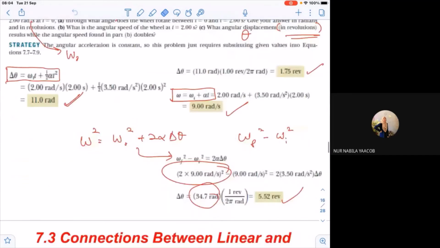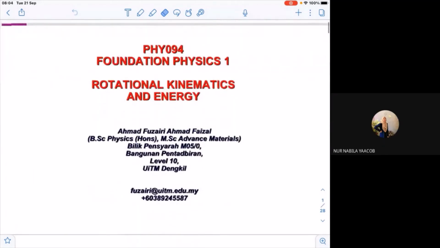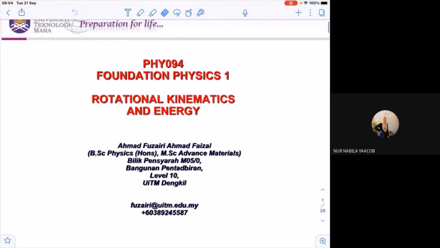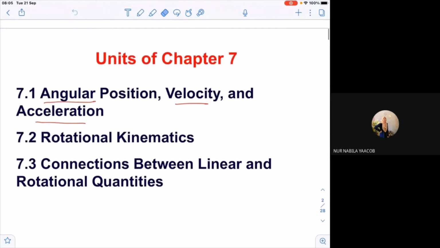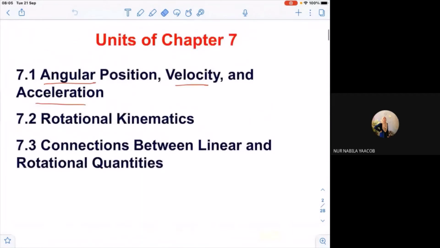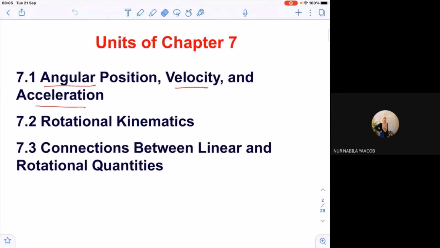Okay, so let's do some recap. Right now we are already in chapter 7, sorry, chapter 7, the rotational kinematics and energy. In chapter 7, we will learn about angular positions, velocity, and accelerations. And with constant acceleration, we are also going to learn about rotational kinematics, which involves the equations of angular motion.